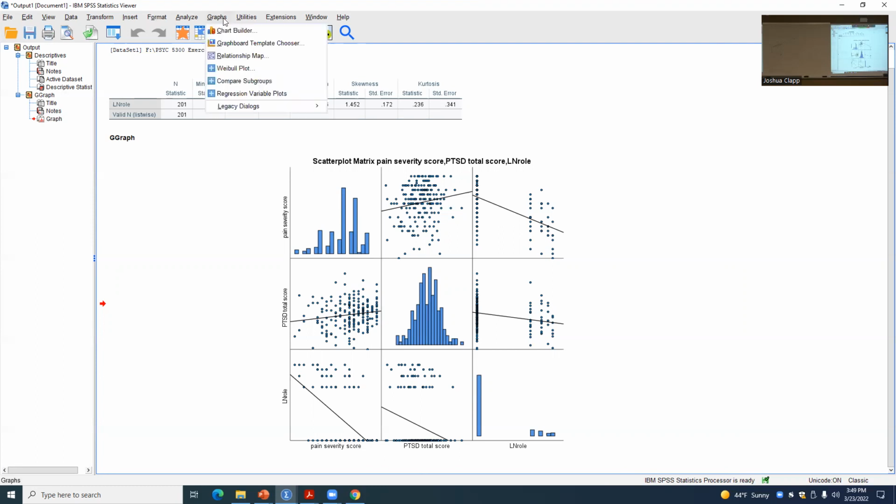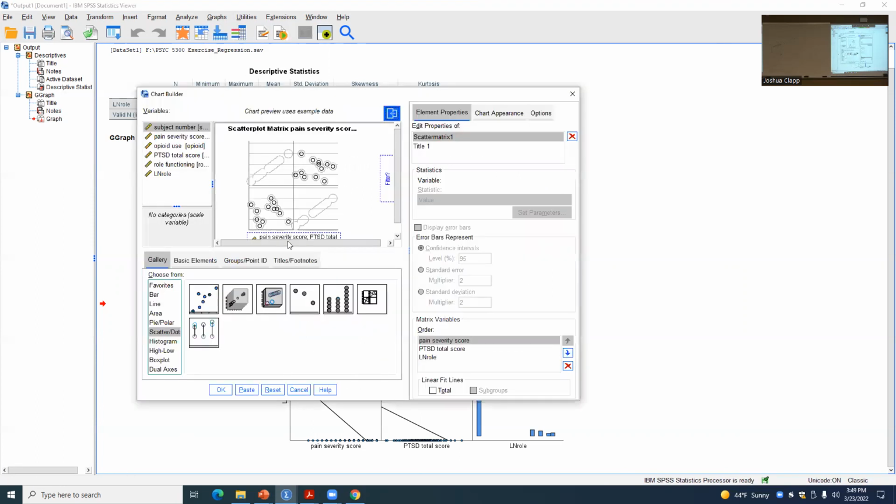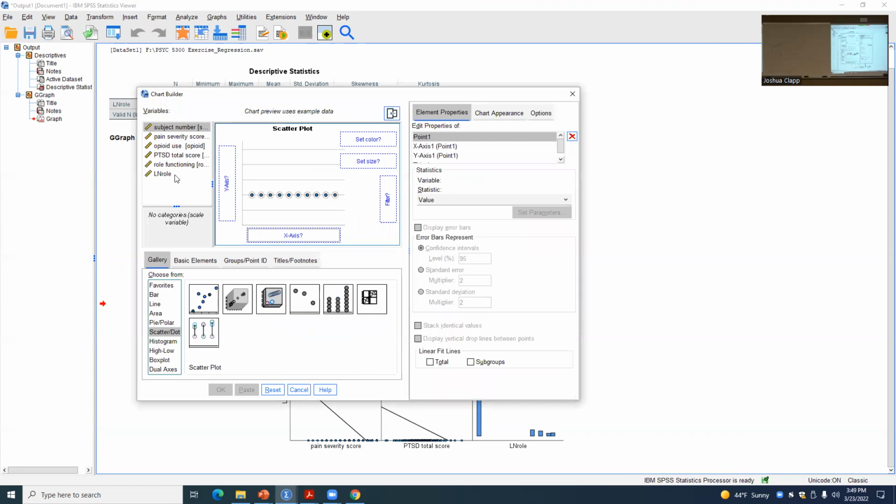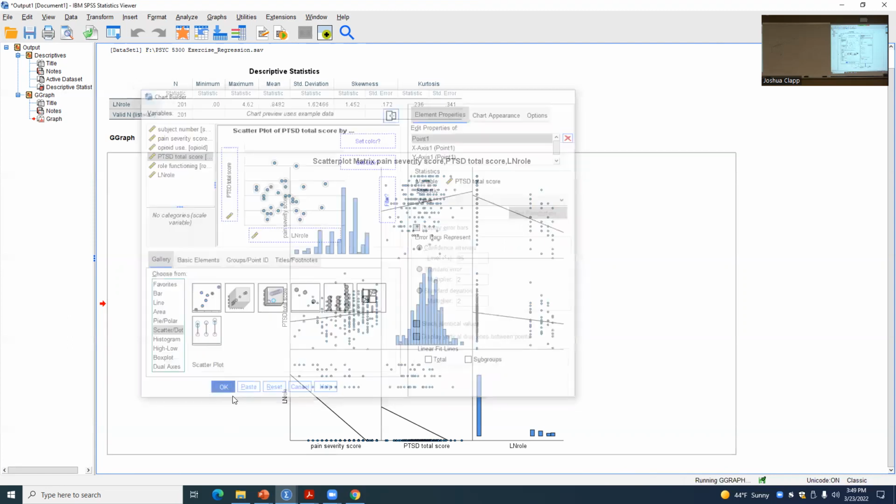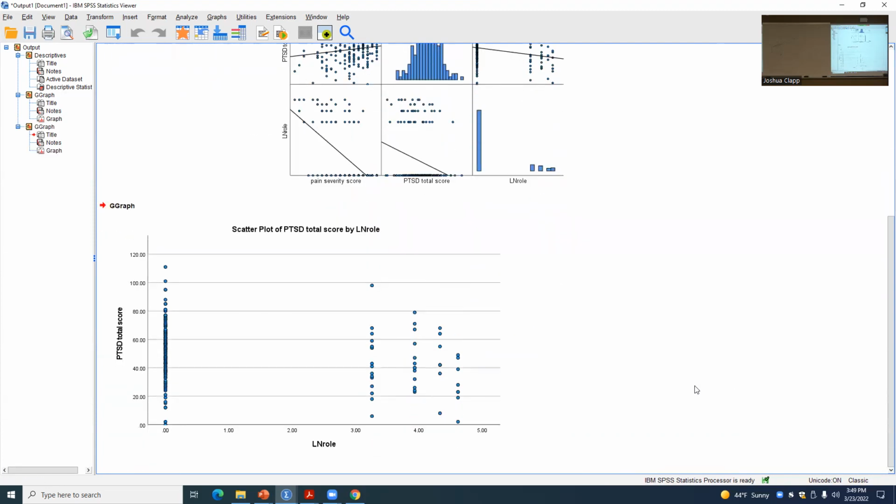But what I can do is go to Graph, go back to Chart Builder. Here I'm just going to throw in a scatter. I'm going to say role functioning on X, PTSD total on the Y, because that's the graph that I saw there, and hit OK. So this just gives me a close-up of this, right? And it does look like variability in PTSD systematically decreases as my role functioning increases, okay?